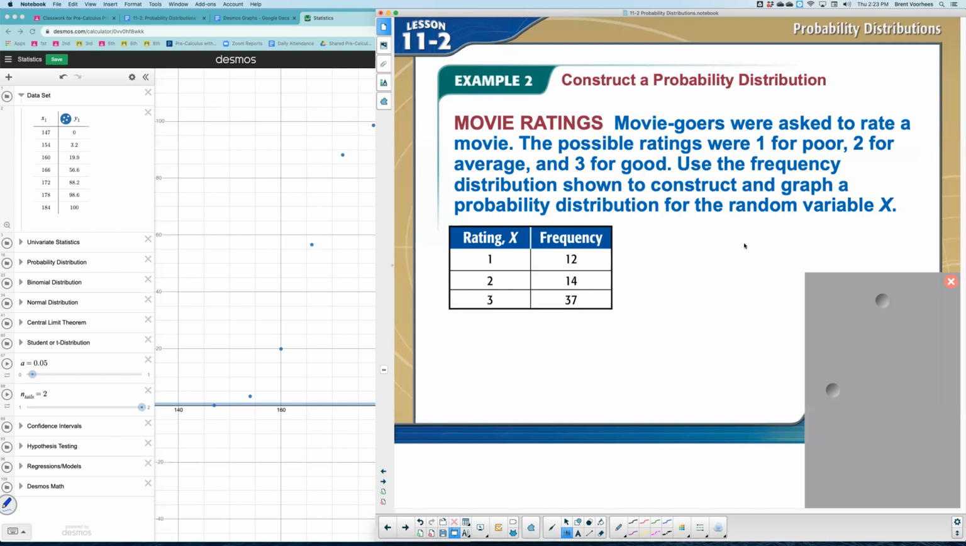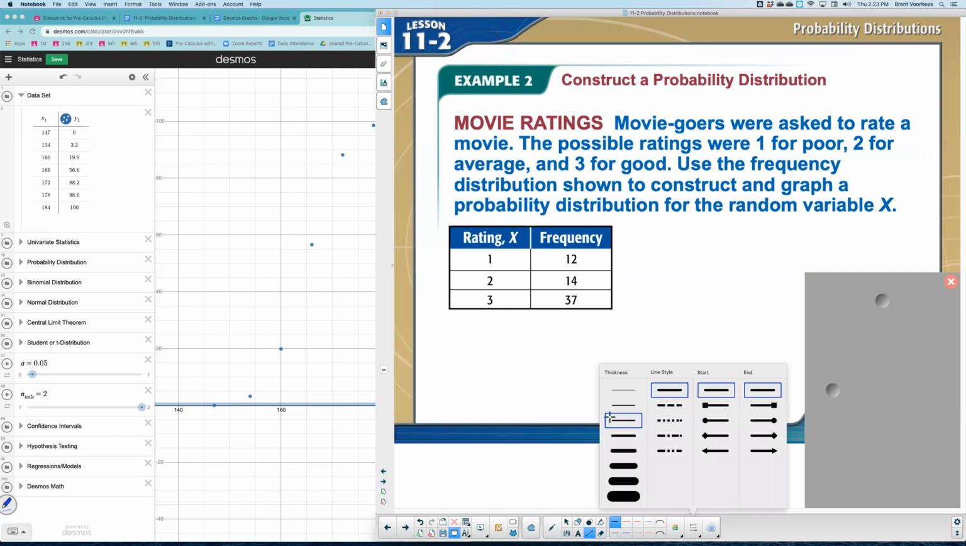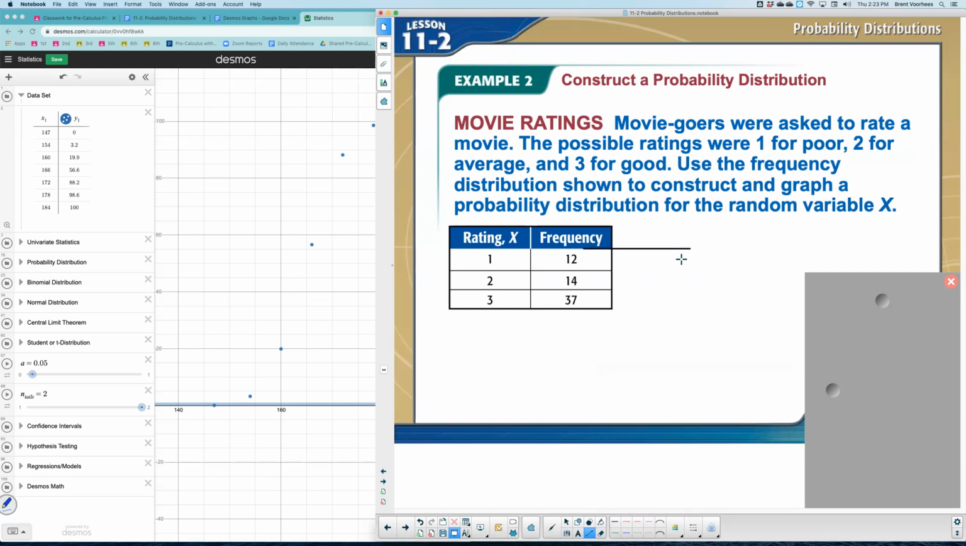So here's an example. It says, moviegoers were asked to rate a movie. The possible ratings were 1 for poor, 2 for average, or 3 for good. Use a frequency distribution shown here in this table to construct and graph a probability distribution for the random variable x. So what I'm going to do here is add on to my table, and we're going to find the probability of each occurring. So I'll write in here probability.